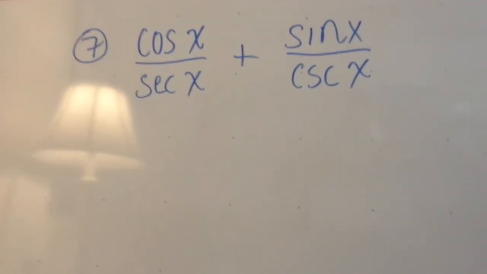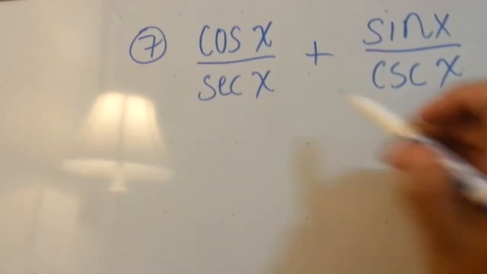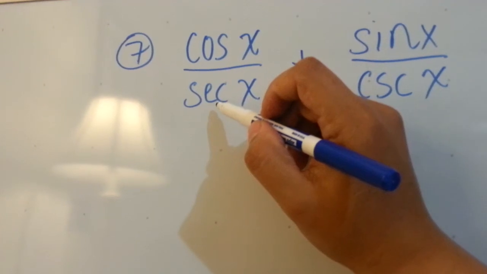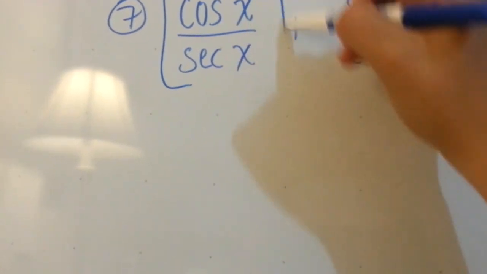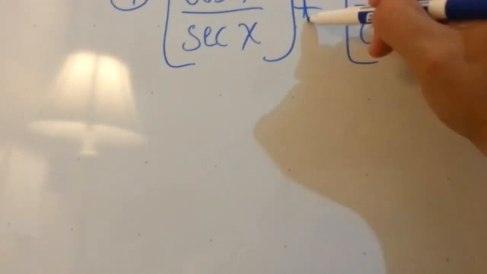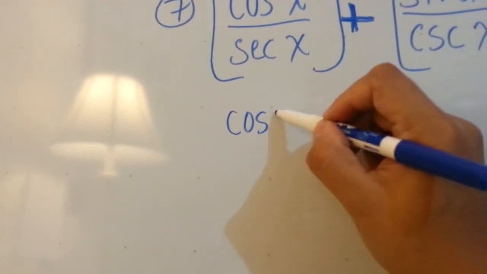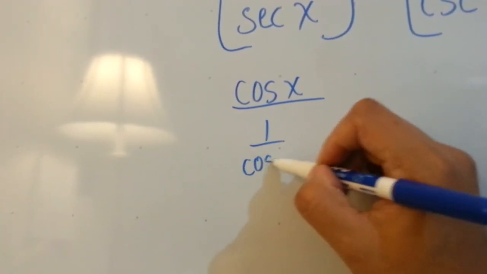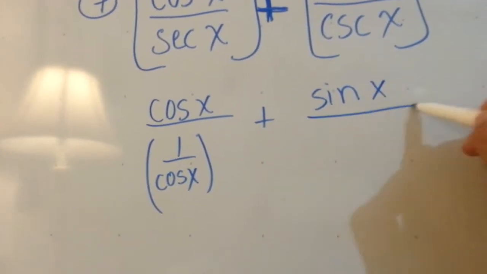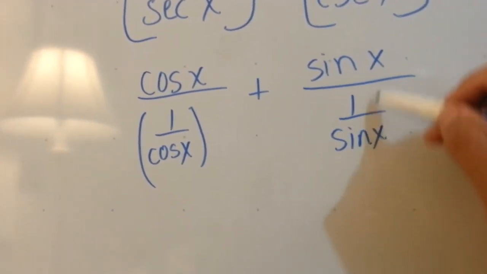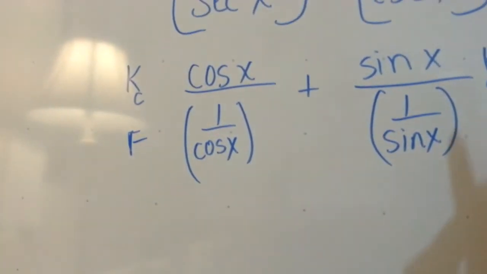Alright, this is the last problem, and with this one you might think, oh, let's get a common denominator. But this one's kind of suspicious because the cosine and the secant are reciprocals of each other, and so are the sine and the cosecant. So what we're going to do is treat them separately, and then afterwards combine them by adding. So this is cosine x over 1 over cosine x, plus sine x over 1 over sine x. And of course, keep, change, flip, keep, change, flip.